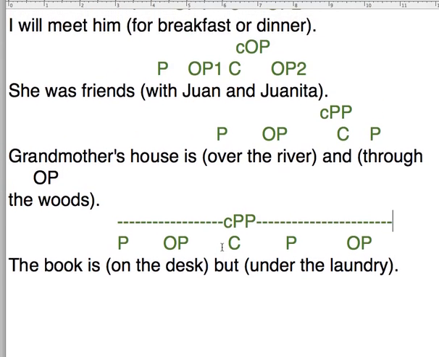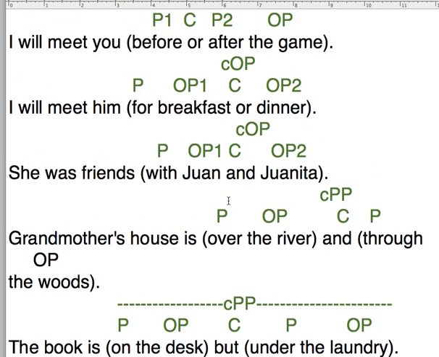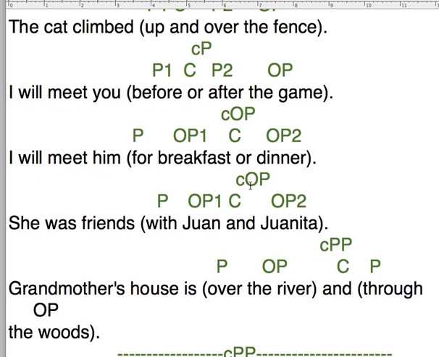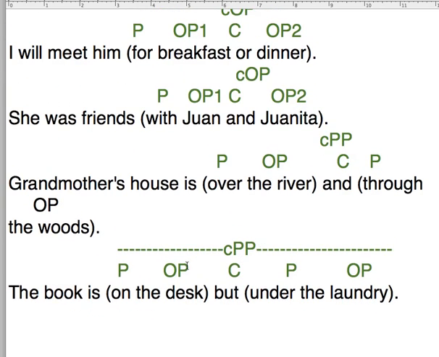Compound of is two of anything stuck together with a connector. So we can have a CP, compound preposition, two prepositions stuck together. We can have a COP, compound object of the preposition, so two objects of the preposition stuck together. Or we can have a CPP, compound prepositional phrase. Prepositional phrase 1, prepositional phrase 2, stuck together with a connector.